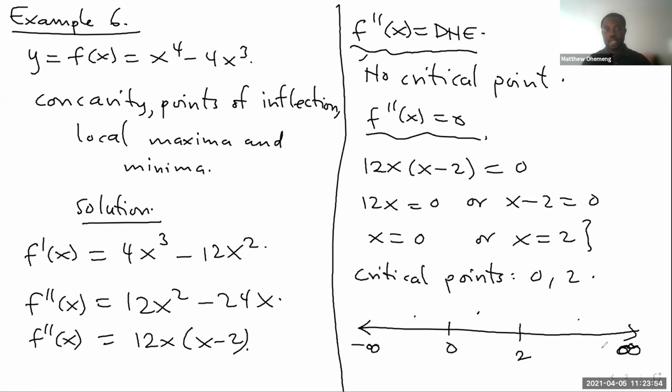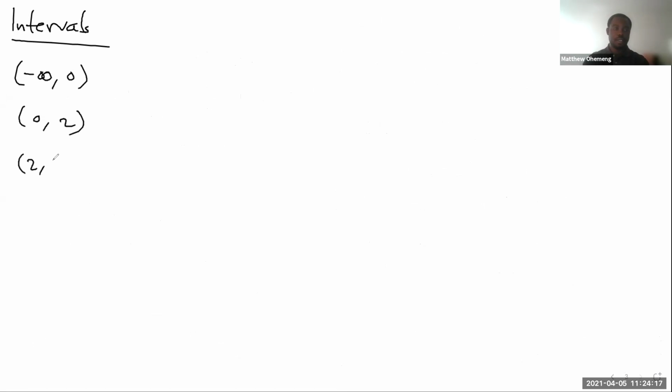I'll need to move on to the next slide to create my table, so please do let me know if you need more time. Okay, if no one needs time, then let's go. We will have intervals, just as we did for the ID test: negative infinity to 0, 0 to 2, and then 2 to infinity.